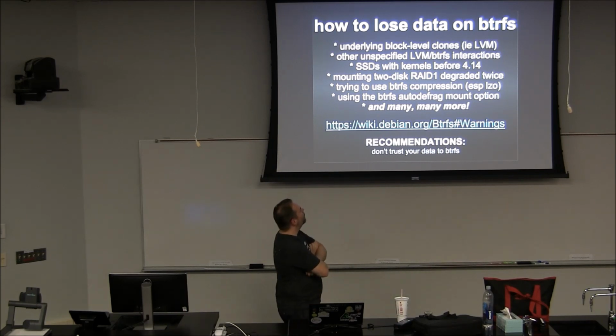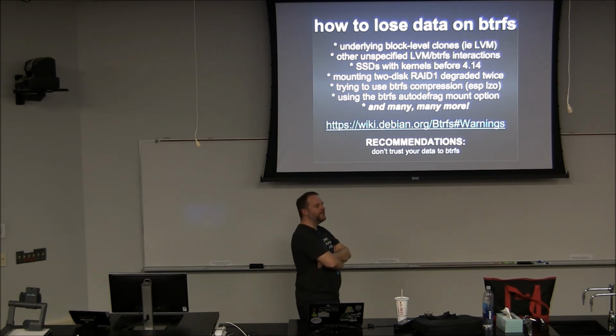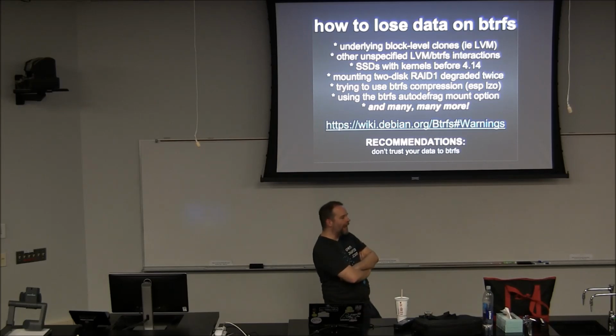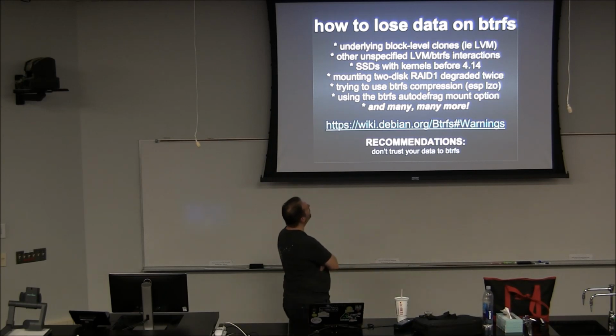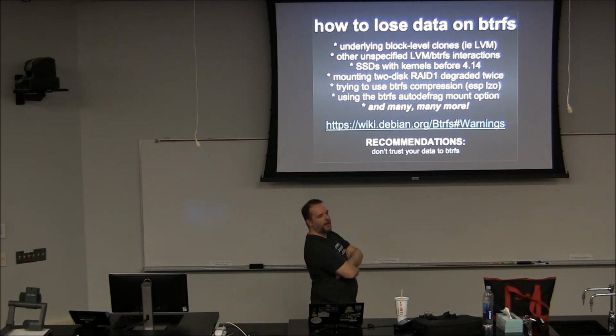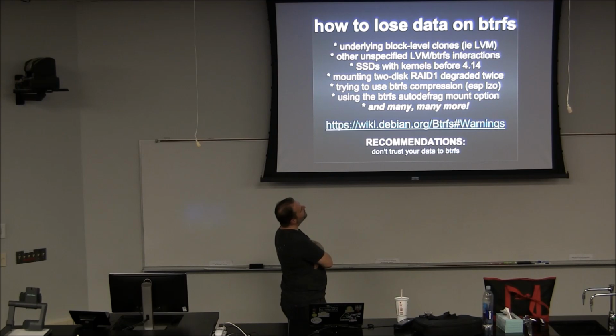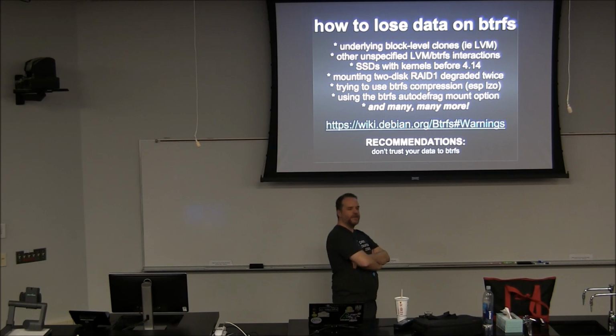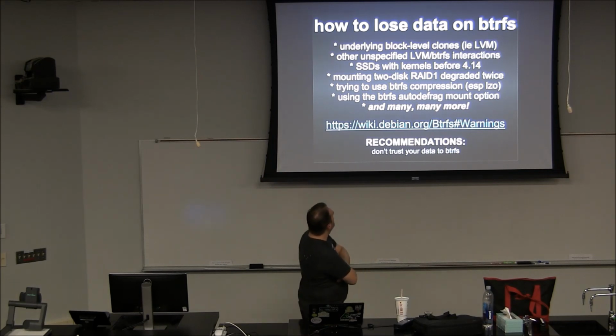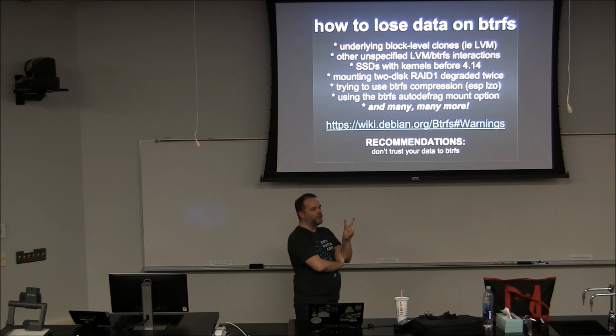But on Btrfs's page in Debian's wiki, they have a section on warnings that is basically, these are things that they have figured out are more likely to make you lose data on Btrfs. That includes using any underlying block level clones, like with LVM. Other unspecified LVM interactions, they are pretty sure will make it more likely that Btrfs will eat your data. If you use solid state disks with kernels before 4.14, there's a special mount option that you should use to lie to the system and say this is not a solid state disk, because the solid state disk optimizations will eat your data.